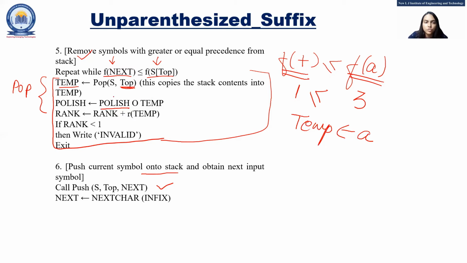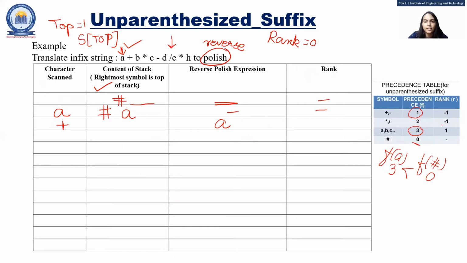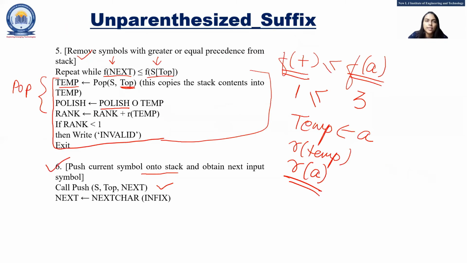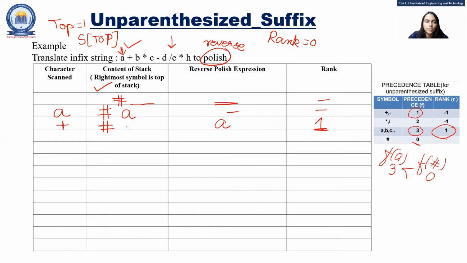Currently students, the polish string is blank and we have added A. Now rank is rank plus R of temp. What is R of temp? Students, R of temp is nothing but R of A. So rank of A, if you see here, is 1. So here we will place rank as 1. Okay. And now after step 5 is finished, what is step number 6? We have to push the next symbol. So the next symbol is plus. A is popped and plus is pushed.